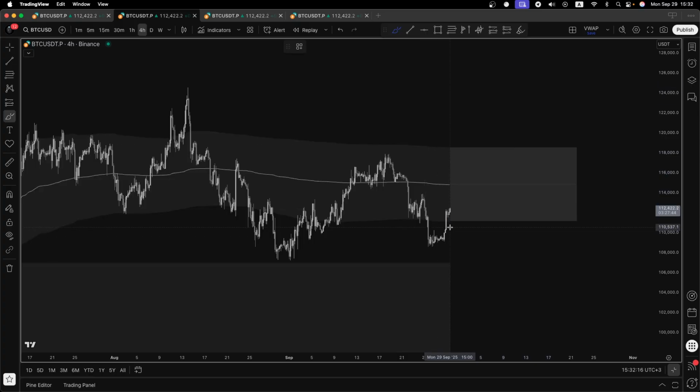Our quarterly value low, previous quarterly value low sitting right here, right? Our previous quarterly VWAP sitting right here, and our previous quarterly value high sitting right here.